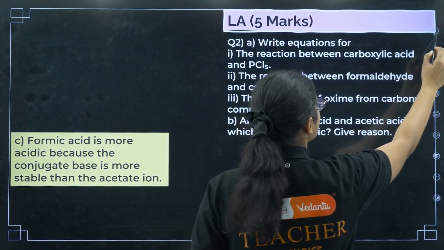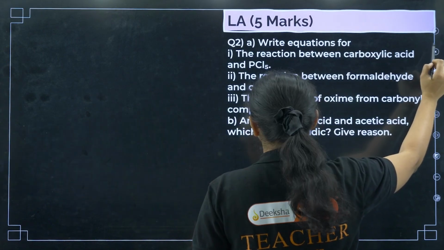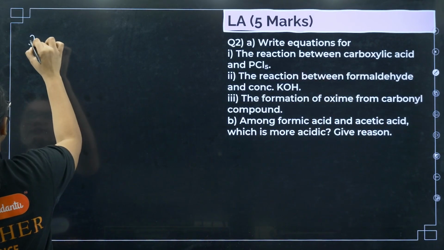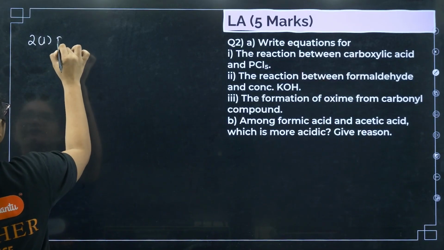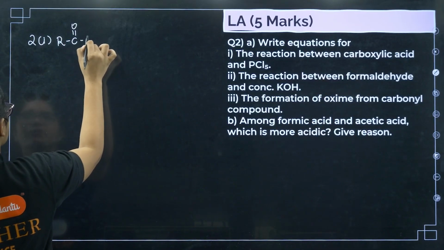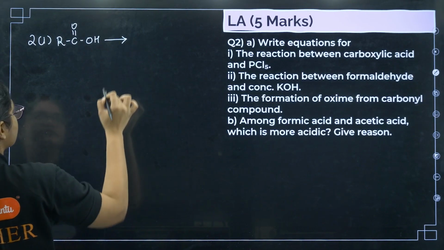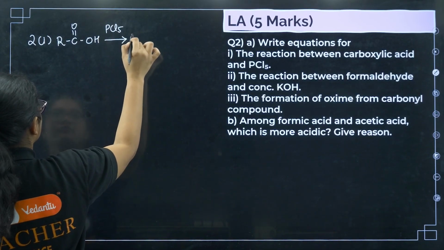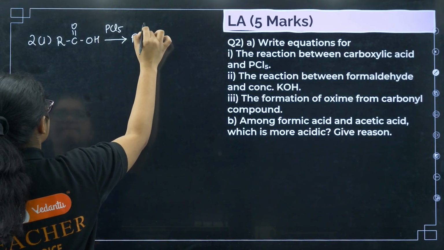What happens here? First one: you have RCOOH, and if you are reacting it with PCl5, the OH will be replaced with Cl.